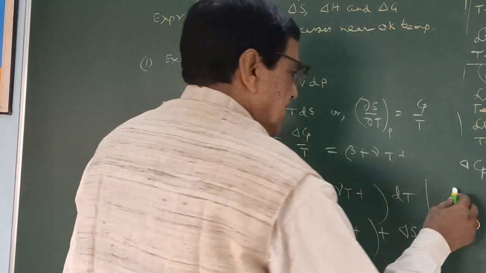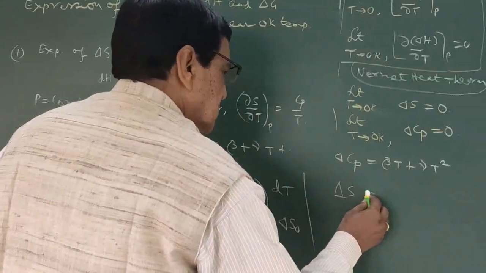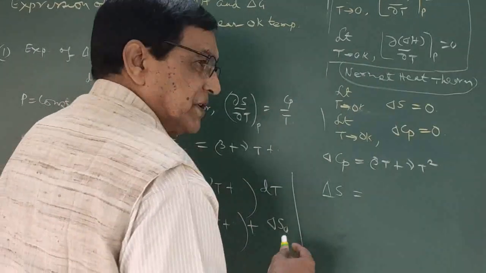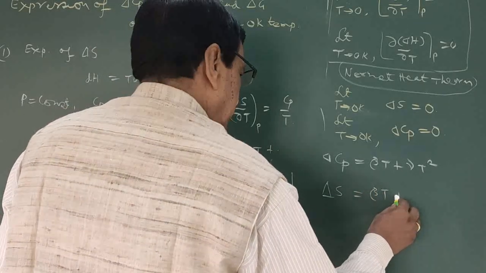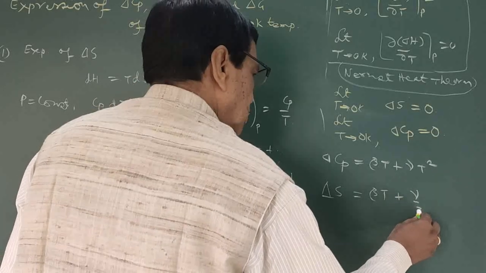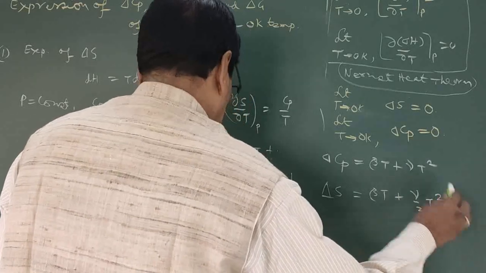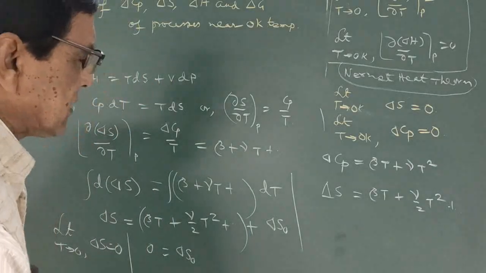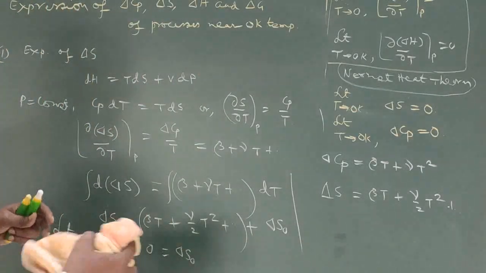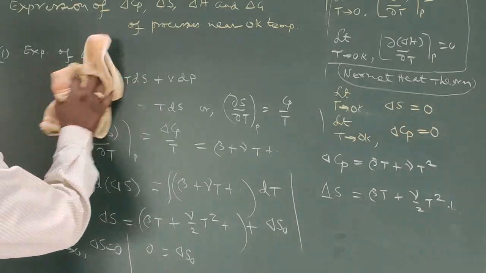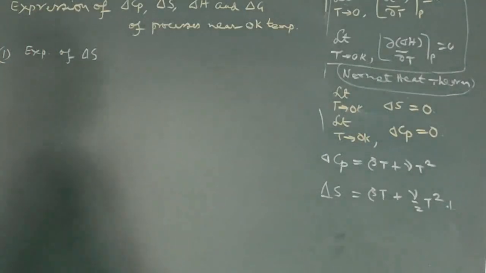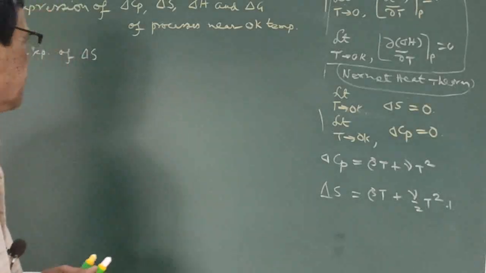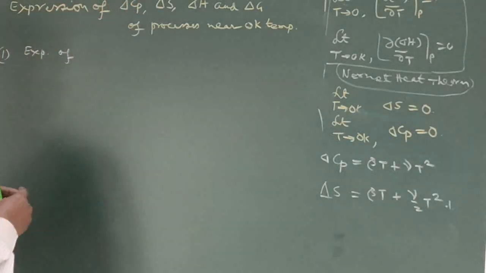So the expression of this delta S in terms of this thermal data is beta T plus gamma by 2 T square plus dot. This is the expression of the delta S near the 0 Kelvin temperature. These expressions get a bit changed whenever conducted near 0 Kelvin temperature. And this third one is delta H.